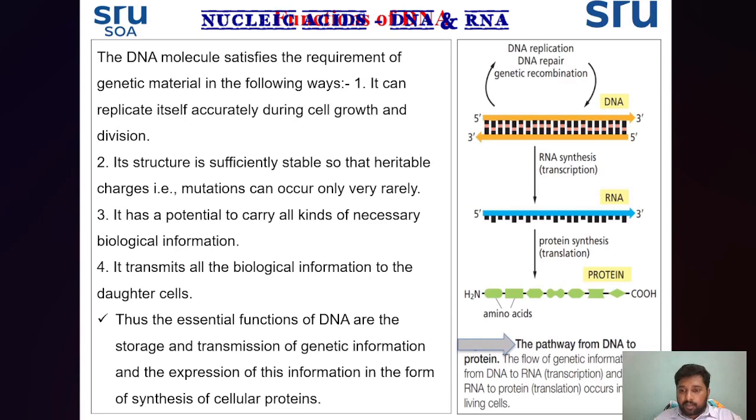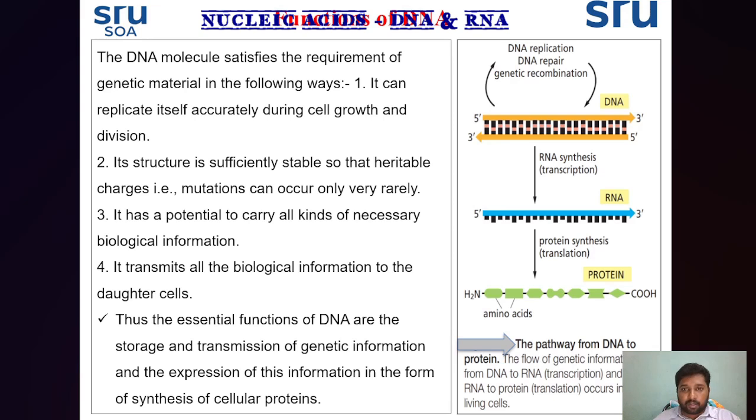So here in this diagram, the pathway from DNA to protein is shown: the flow of genetic information from DNA to RNA through transcription, and from RNA to protein through translation, which occurs in a living cell. We can call it the central dogma, which we will discuss in the next slide.